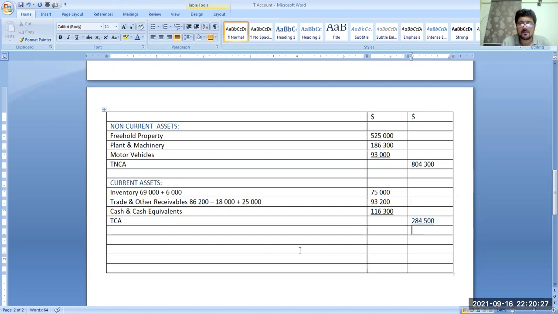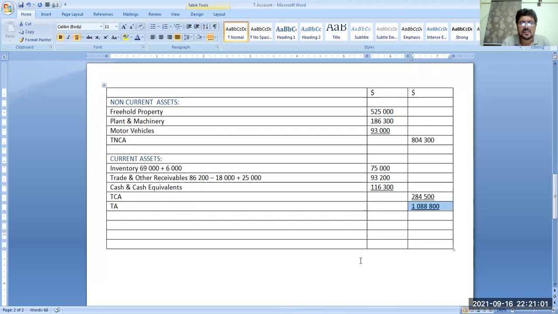Now, total assets. We have 284,500 as current assets and 804,300 as non-current assets. So total 1,088,800. Okay, 1,088,800 is your total assets. Done. Okay.